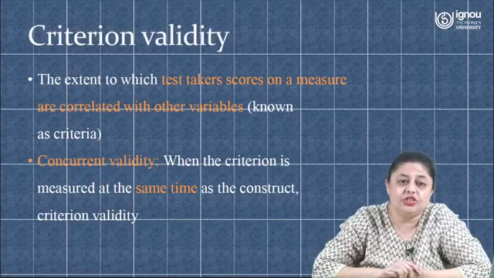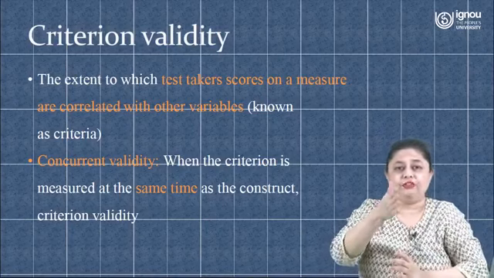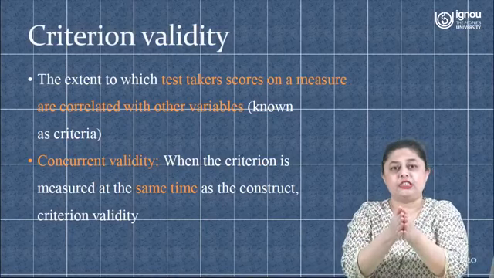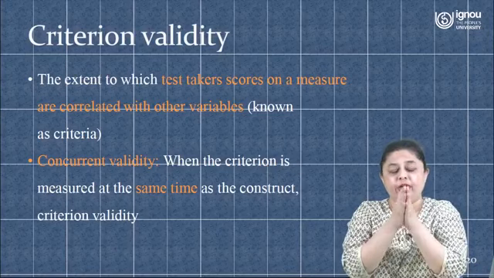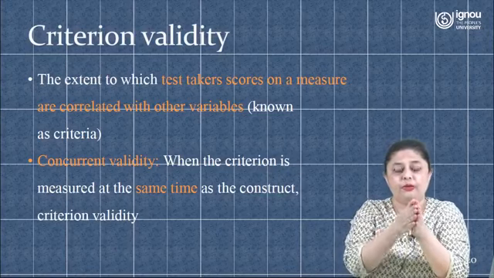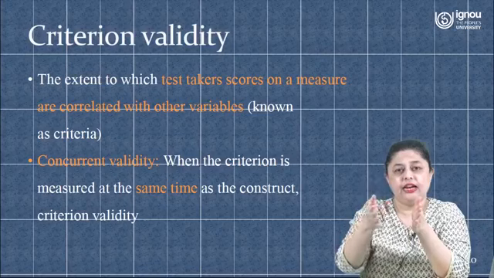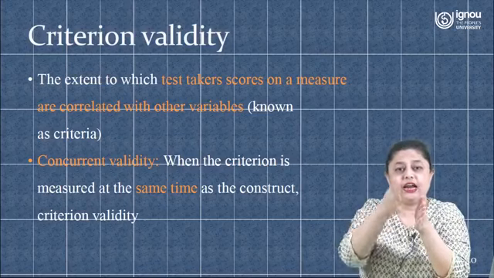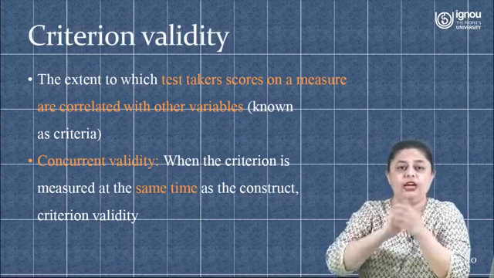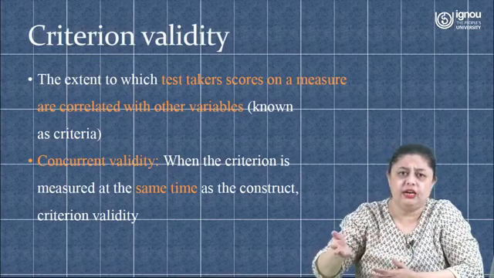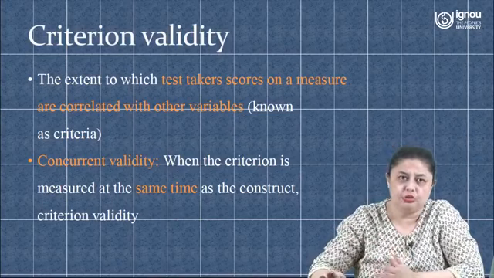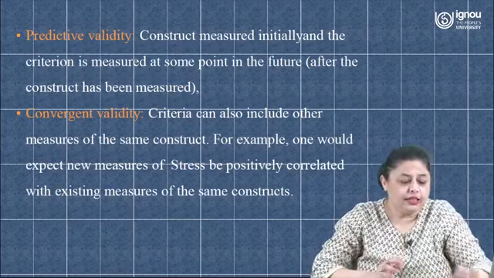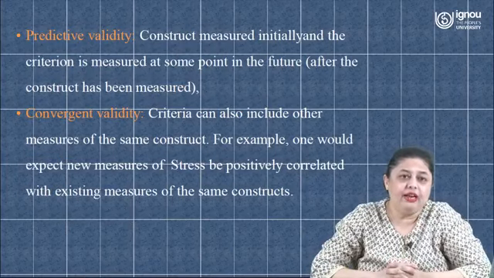as the construct. So if we talk about the leadership scale that you have developed, you administer the leadership scale on a group of people, and at the same time it is compared with that particular criterion. The criterion is also administered at the same time. It could be another scale on leadership as well. That is also possible. Then there is also predictive validity under this.